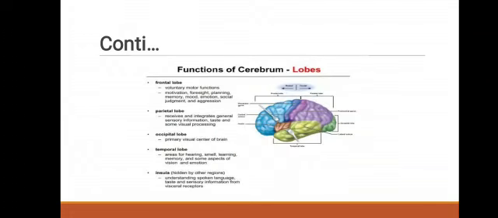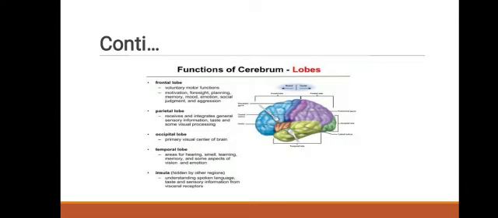Next one we will discuss the function of the cerebrum, that is the lobes. First, frontal lobe function. It controls voluntary motor function, motivation, foresight, planning, memory, mood, emotion, social judgment and aggression.